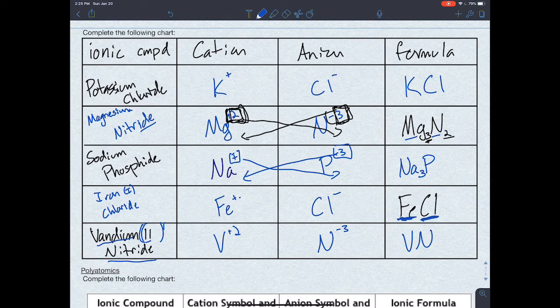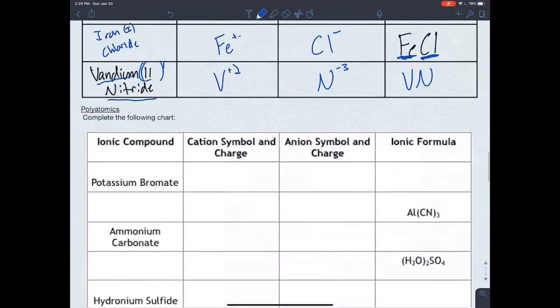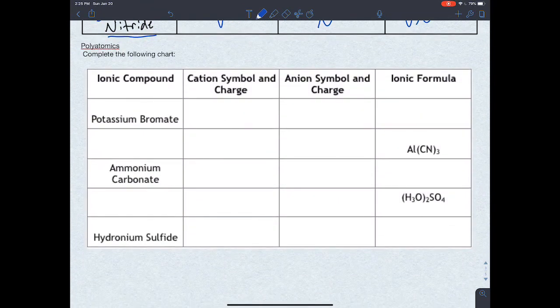All I got to do now is wrap up the polyatomic, maybe do a little overall review, and then you guys should be good to go to study for this test, which is going to be a big one, big opportunity for success.